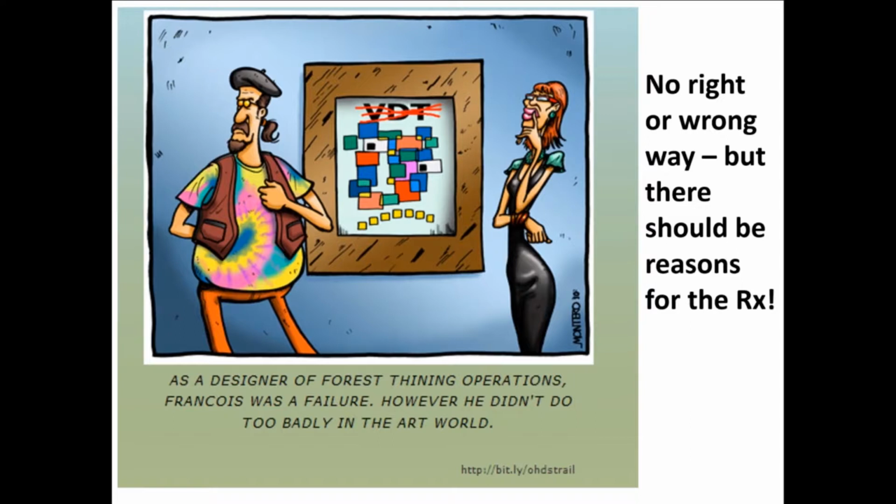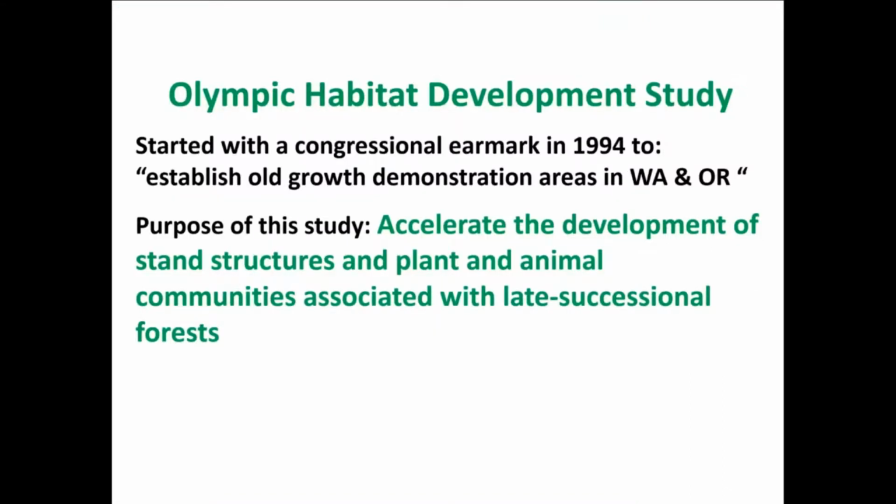So I just always like to emphasize there's no right or wrong way to implement variable density thinning, but there should be reasons for the prescription. So where you want gaps or where you want skips, think about what the logging method's going to be, what the snags are, what the actual stand composition is, and what you're trying to achieve.